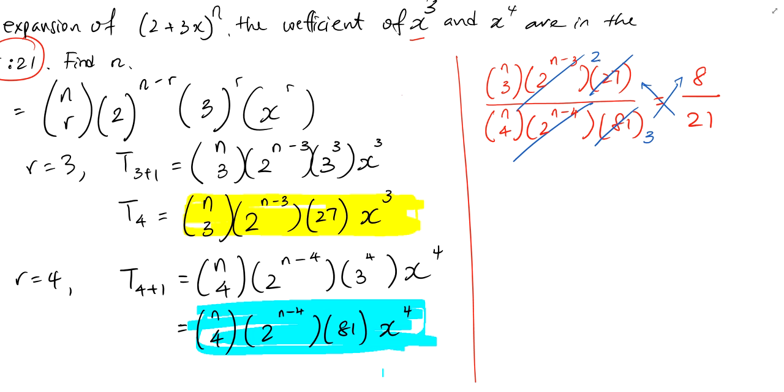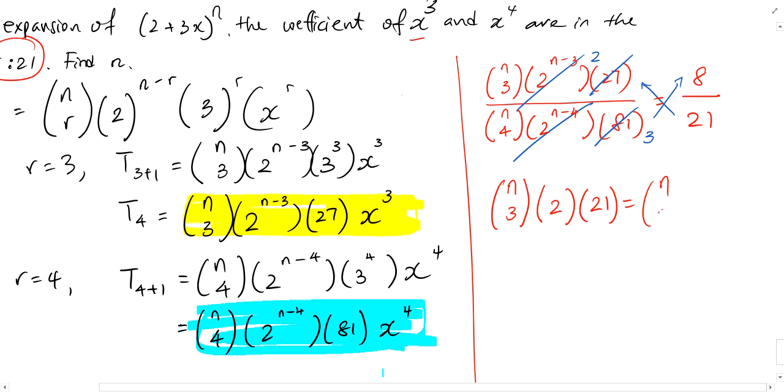Okay, let me try. So I have the n choose 3, right? How to cancel? Never learn before. Yeah, I never teach how to cancel before. But wait, let me rewrite this first. So this is multiplied by 2 multiplied by 21 equals n choose 4 times 3 times 8. Am I right? Is this correct so far?